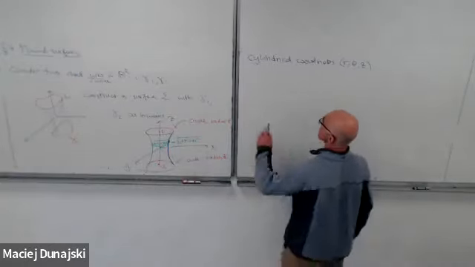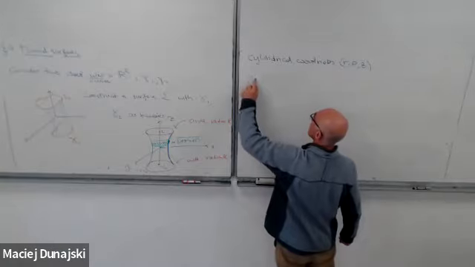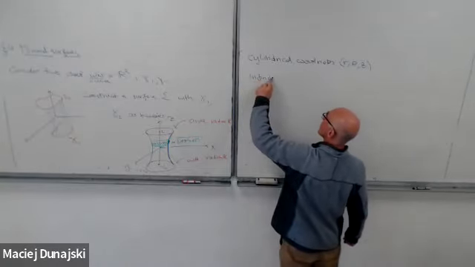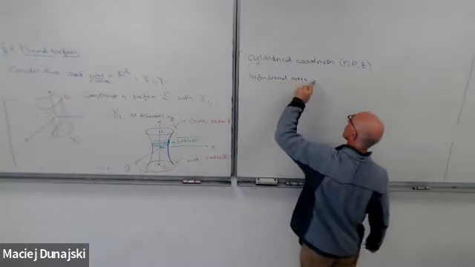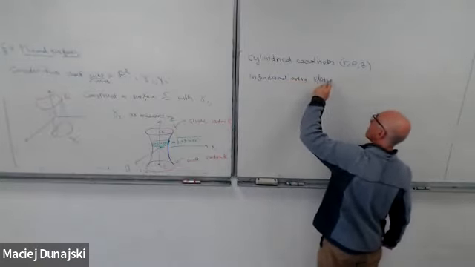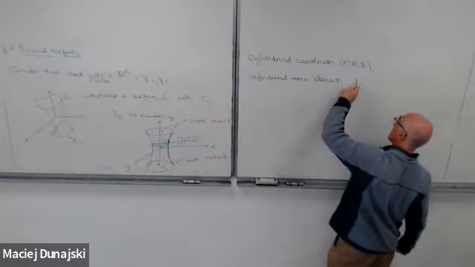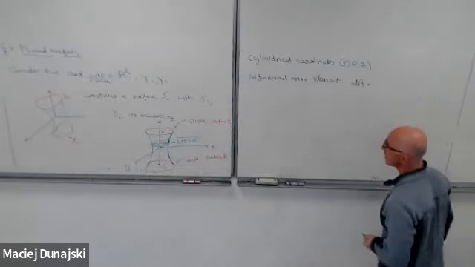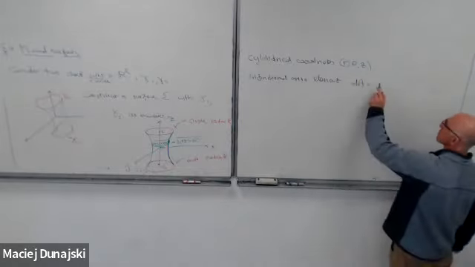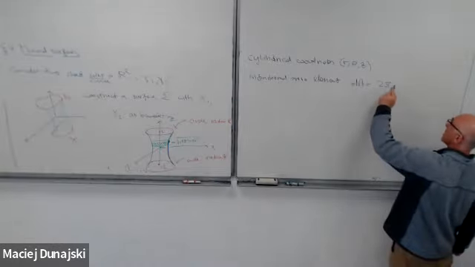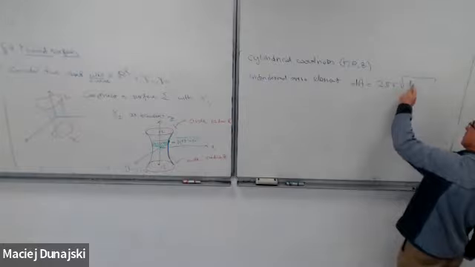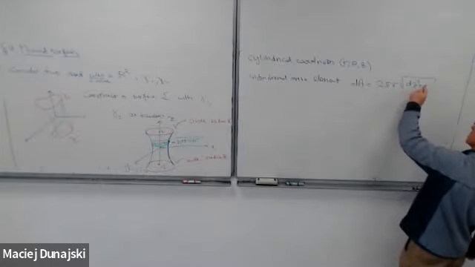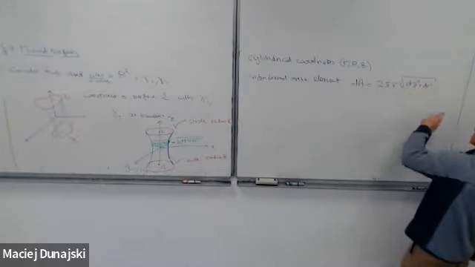So the infinitesimal area element, called dA, is the circumference, which is 2 pi r, times the square root of dz squared plus dr squared.